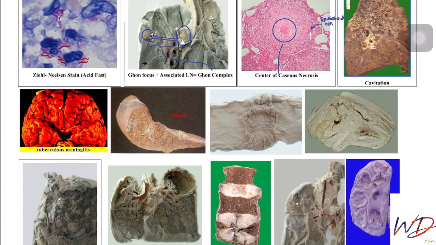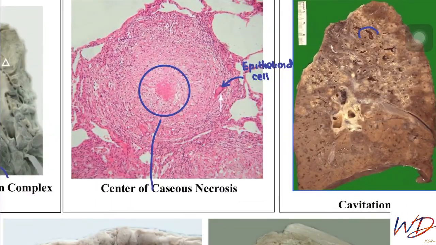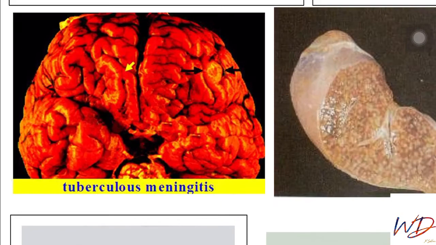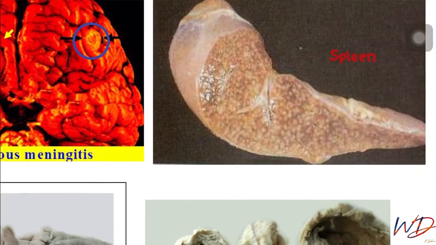See, you can see the cavities formed. These are cavities formed that allow it to spread. This is infectious meningitis. You can see the destruction. It goes and destroys that area.